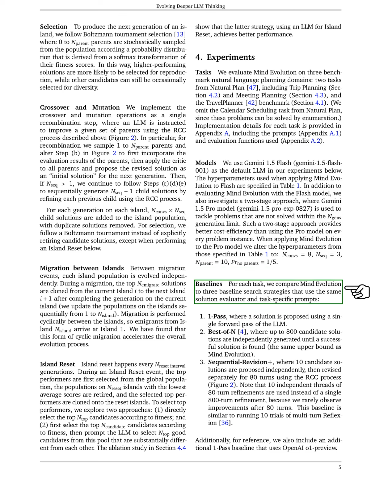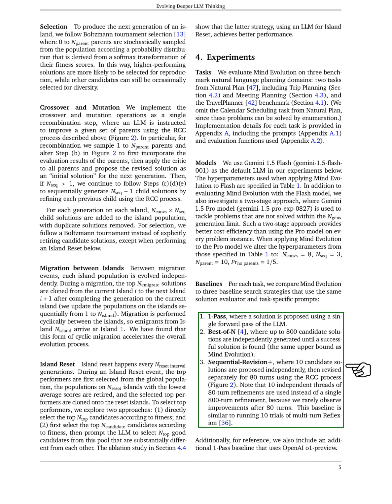For our comparisons, we evaluate mind evolution against 3 baseline strategies that share the same solution evaluator and prompts. The first is one pass, where a solution is generated in one go. The second, best of n, generates up to 800 solutions independently until a successful one is found. The third, sequential revision plus, proposes 10 solutions and revises each for 80 turns, as we rarely see improvements beyond that. We also include an additional one-pass baseline using OpenAI's O1 preview for reference.